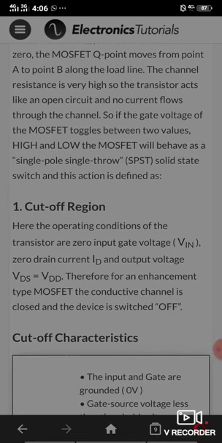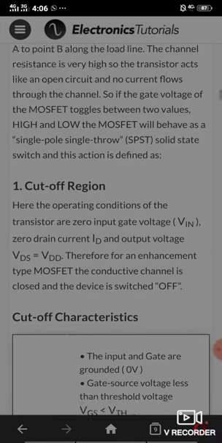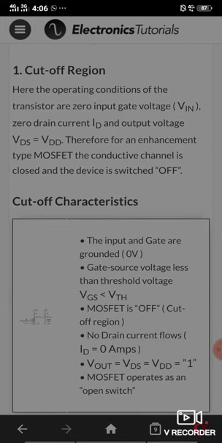Therefore, for an enhancement type MOSFET, the conductive channel is closed and the device is switched off. The input and gate are grounded. Gate source voltage is less than threshold voltage.